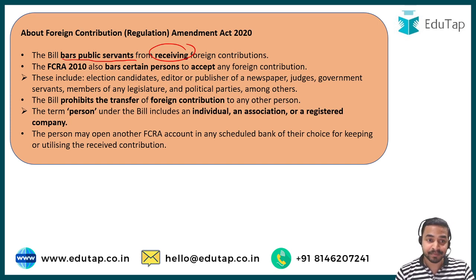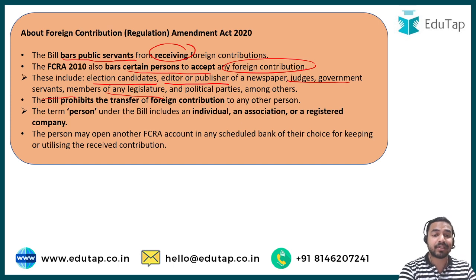So if we talk further about this FCRA Act 2020, then my dear friends, it also bars certain persons from accepting any foreign contribution, and these certain persons include the election candidates, the editor or publisher of a newspaper, judges, government servants, members of any legislature, or the political parties, among others.